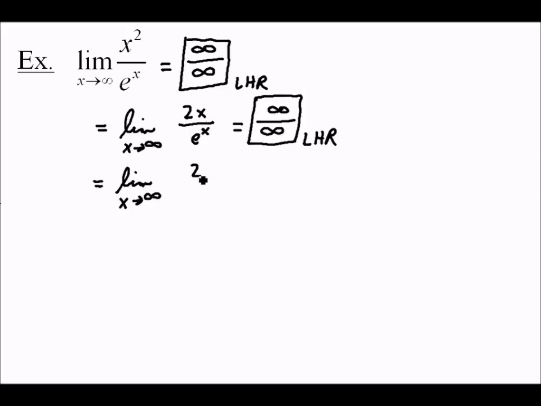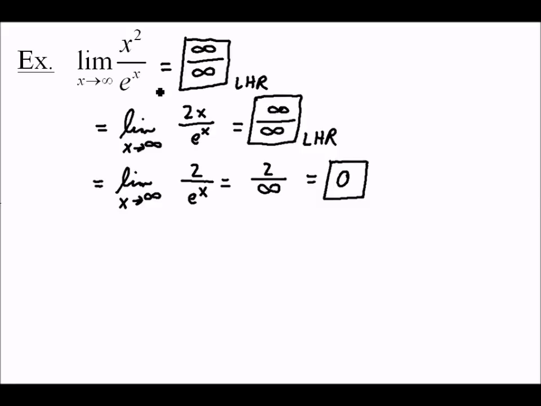Derivative of the top is 2. Derivative of the bottom is still e to the x. This time if I evaluate, I get 2 over infinity. And now I've got an answer, because 2 divided by a huge number is 0. So our answer is 0.